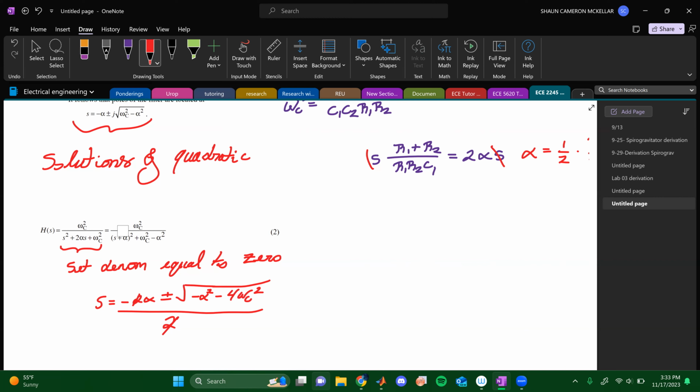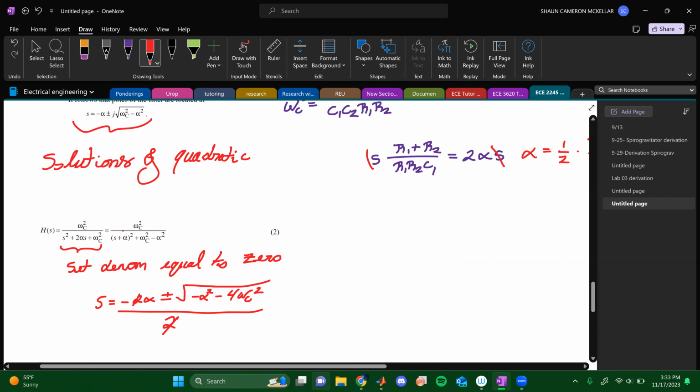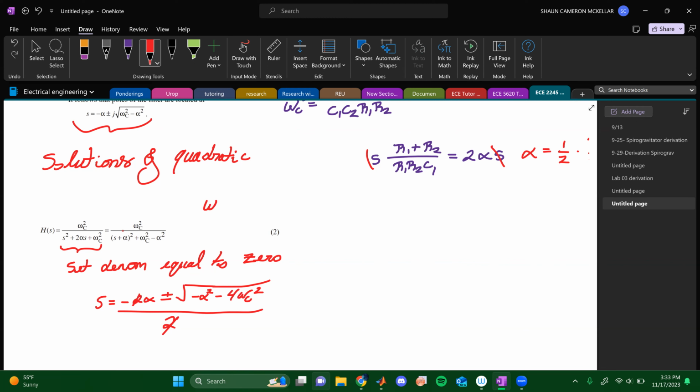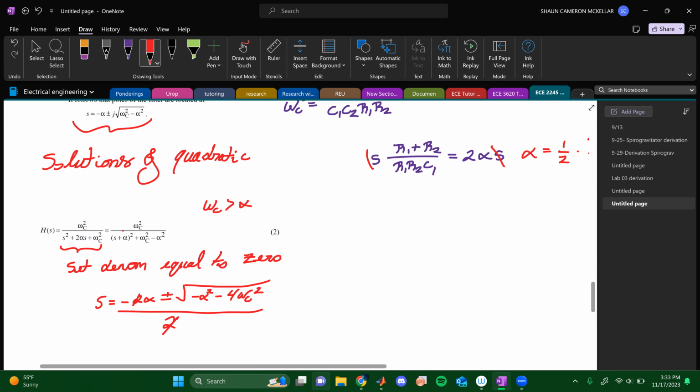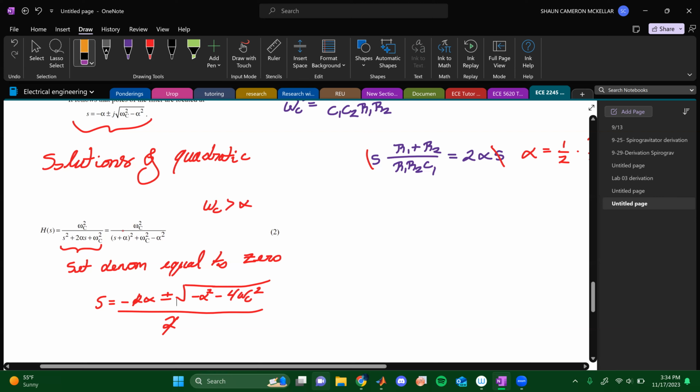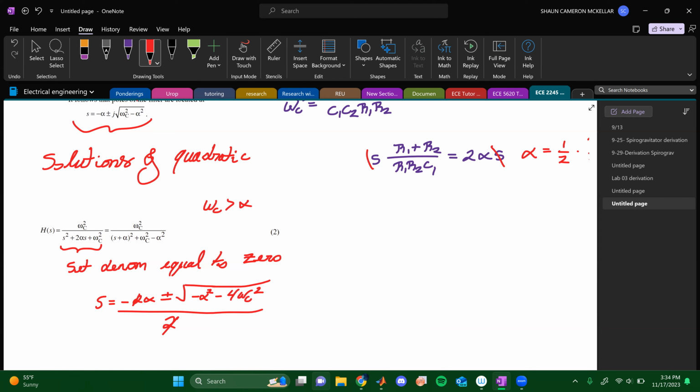Oh, and also notice this J term out front. I think this is where the negative comes from. The J only is going to occur if omega c is greater than alpha. Then we would end up with a negative value inside the square root, and that would become an imaginary number. So that's where this minus alpha squared is actually coming from, I believe.